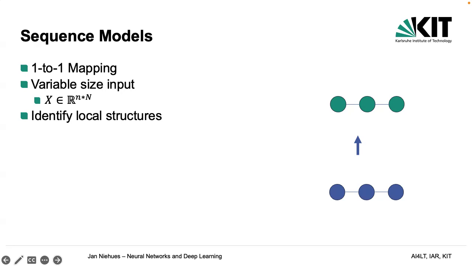standard feed-forward neural networks, we said, is that on the one hand, we have here variable size. So we have to deal with inputs which we haven't seen in training. And also we want to somehow use local structure. So if we learn something for the first position, that might also be helpful for some other position. So it shouldn't be that everything is independent.